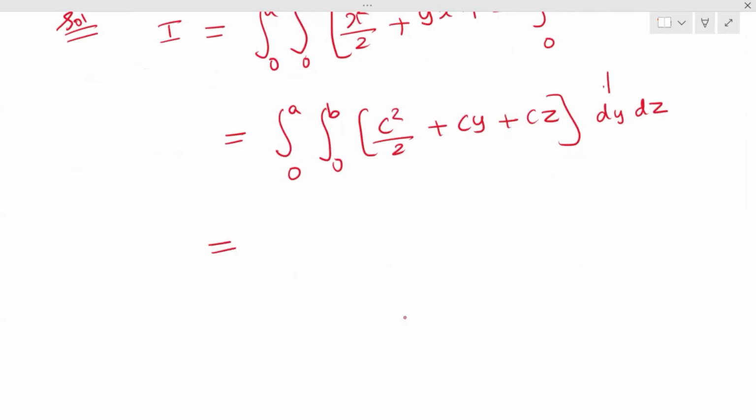Now we go to the middle integration. The middle integration is with respect to y. So the other variable is only z, and we have to keep this z as a constant. Write the outer integral as it is.